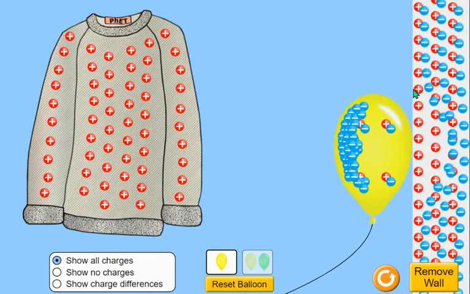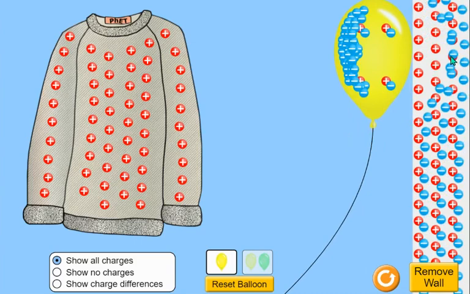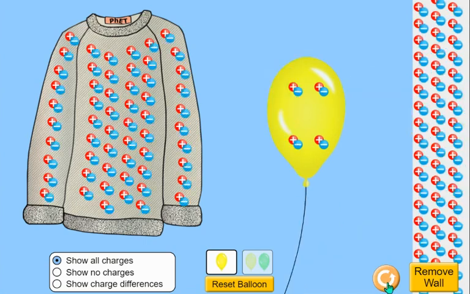Do you see how the negative charges are repelling away from these negative charges? That's because when you have 2 of the same type of charge, they push away from each other. They repel. Watch how it repels all of these negative charges. Let's reset so everything's back to neutral.